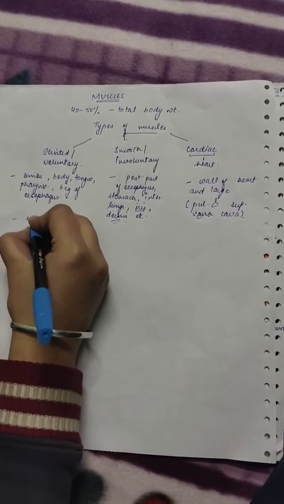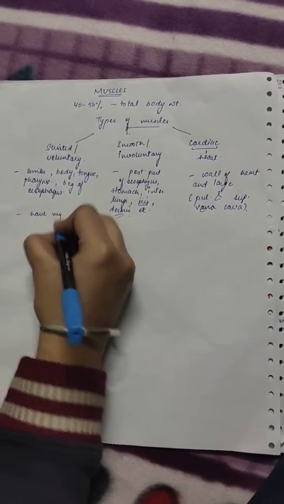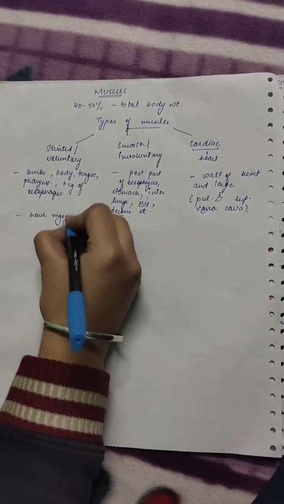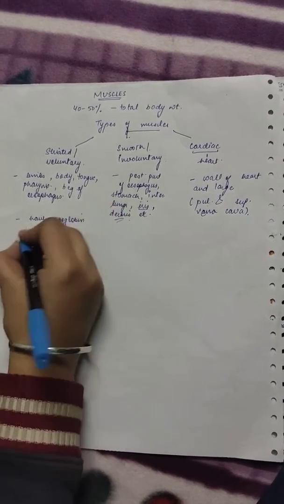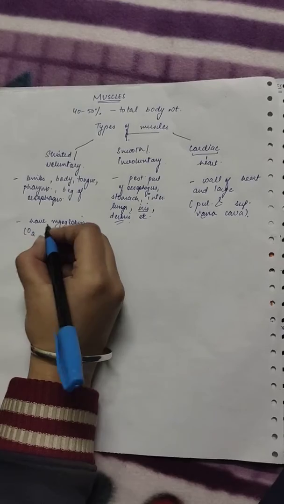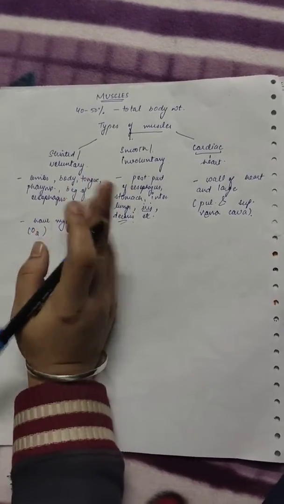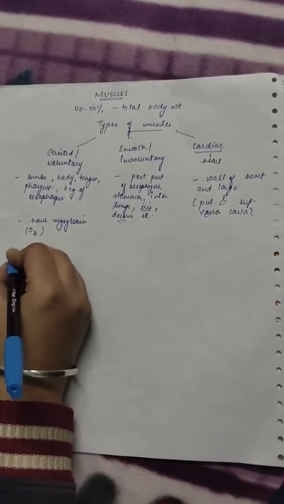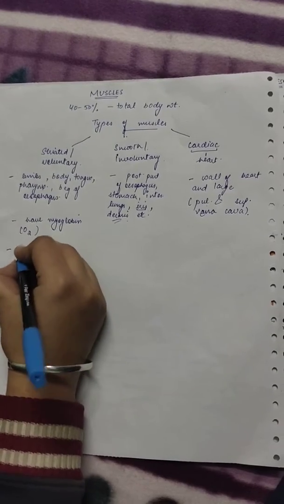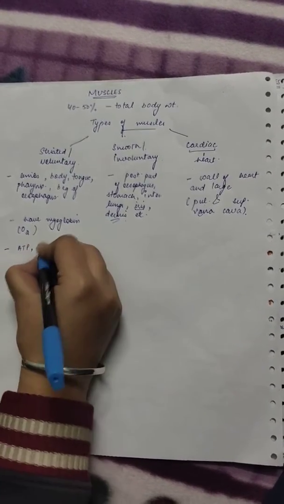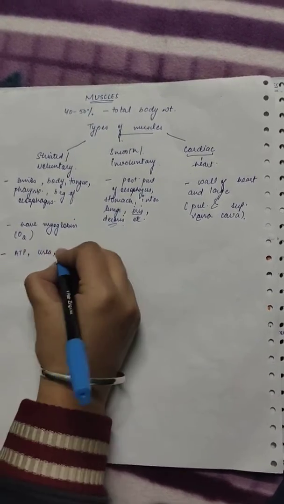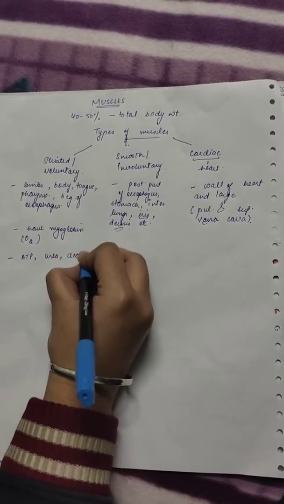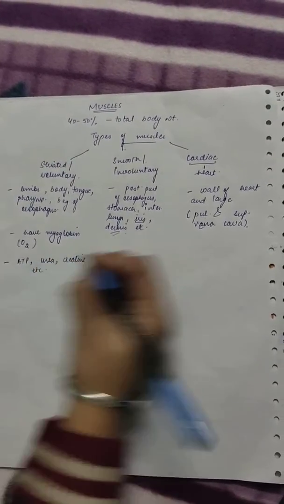Now the striated muscles have myoglobin. What is myoglobin? The myoglobin is the oxygen carrying pigment that is present in the muscles, and the striated muscles contain ATP, urea, and creatine. Creatine is an amino acid.